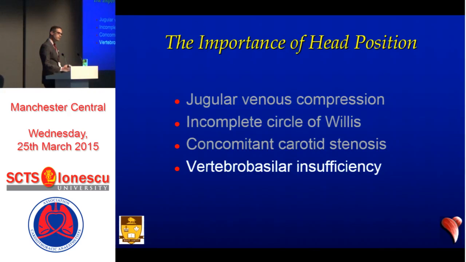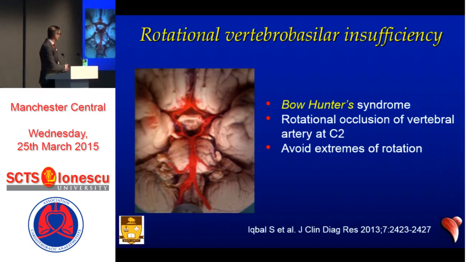And I think one of the other things which we fail to recognize sometimes in these patients, and again, in that verifying of a neutral position of the patient's head, is that a lot of patients have abnormal vertebrobasilar blood flow to the brain. And in fact, this is a very interesting syndrome which is more well known in the neurology literature, which is known as Bowhunter syndrome. And essentially what it is, is rotational occlusion of the vertebral artery at the level of C2.